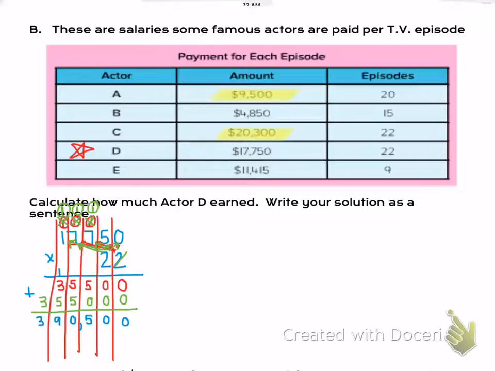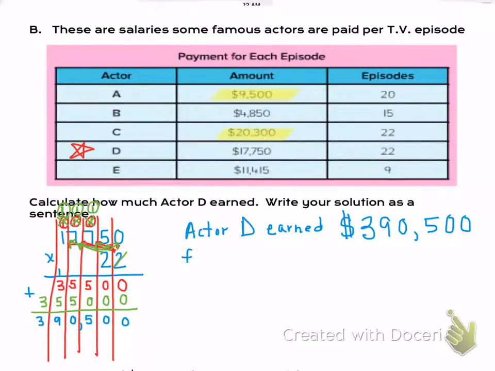We don't have a name for the actor, so we're going to say actor D earned $390,500 for 22 episodes.